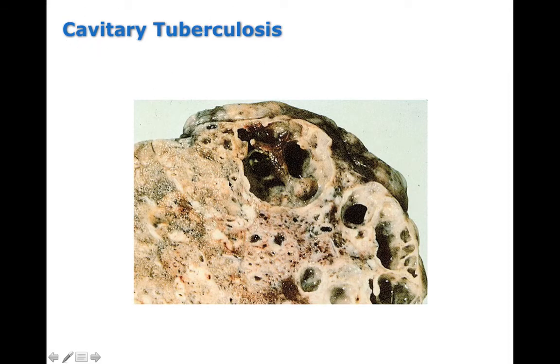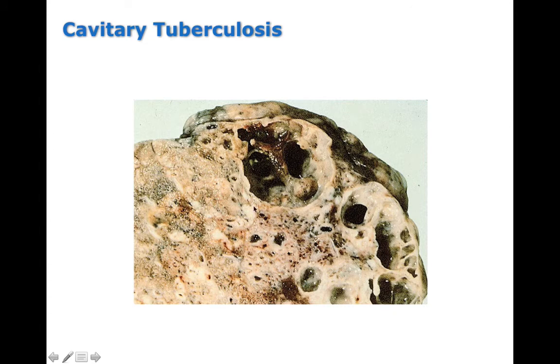So cavitary tuberculosis is one of the consequences of chronic pneumonia, and what we find then is destruction of the alveolar septa, such that instead of getting these nice distinct regions of air-filled sacs, you have these large cavities where inflammation has destroyed large areas of lung tissue.